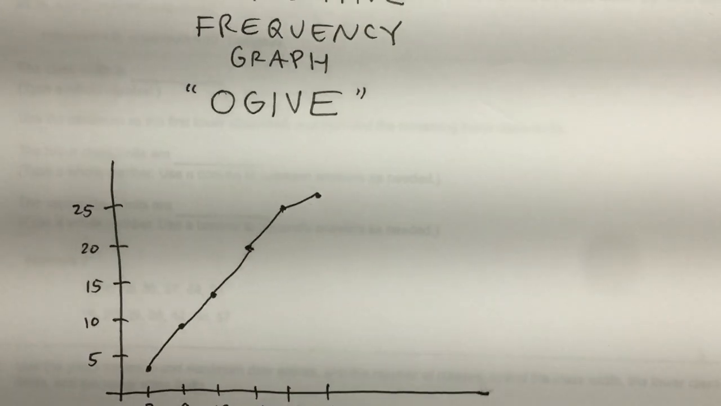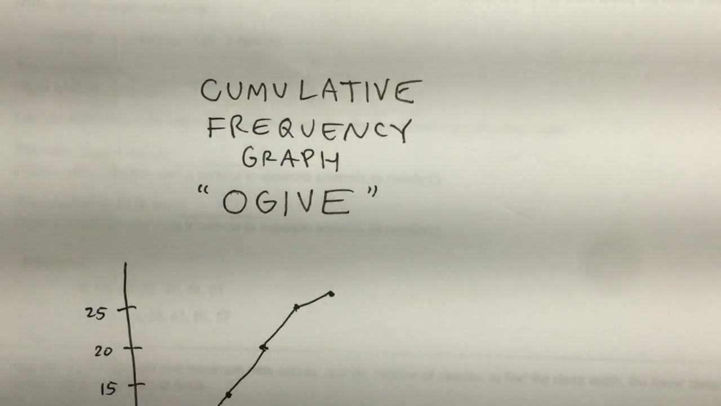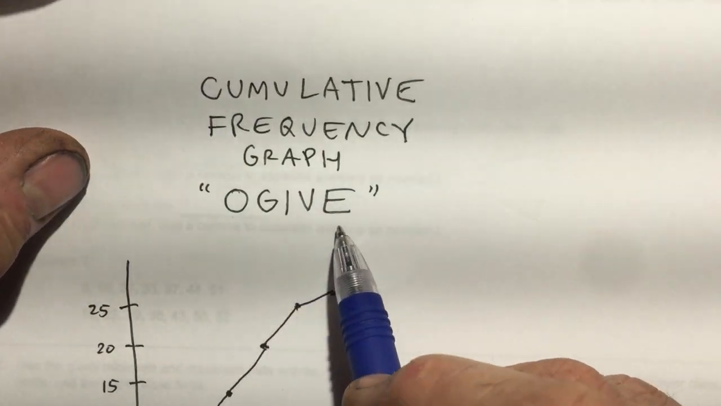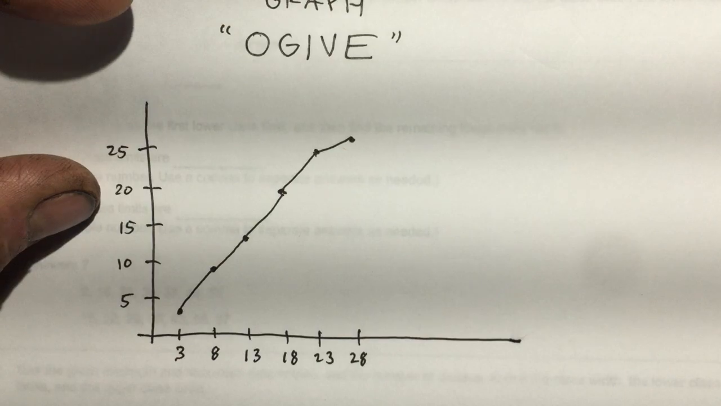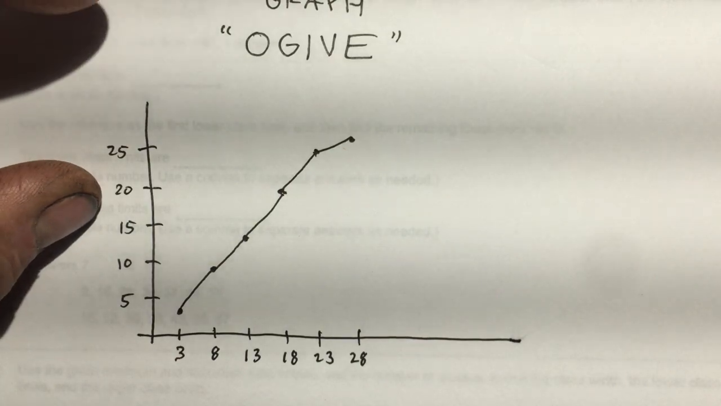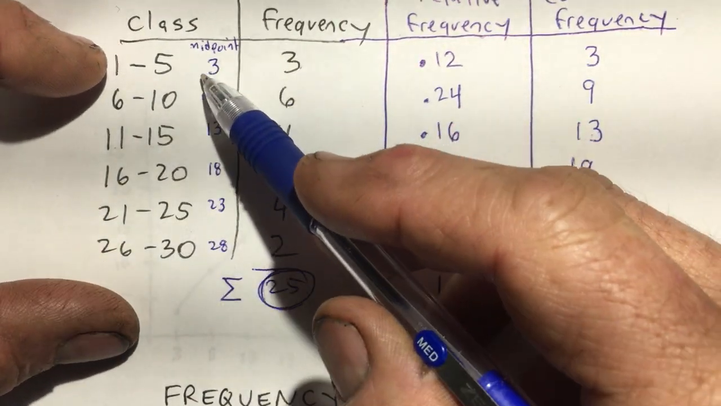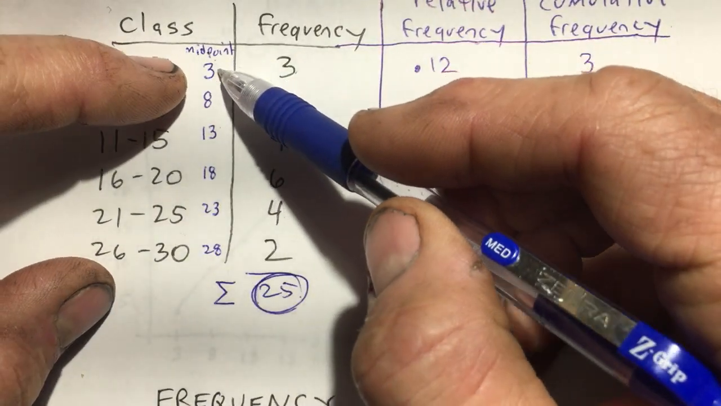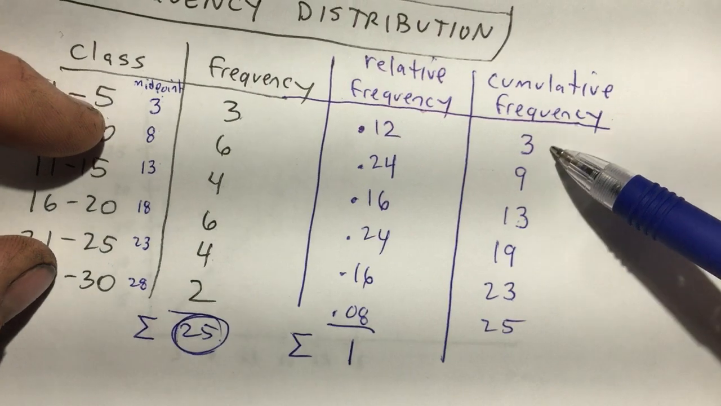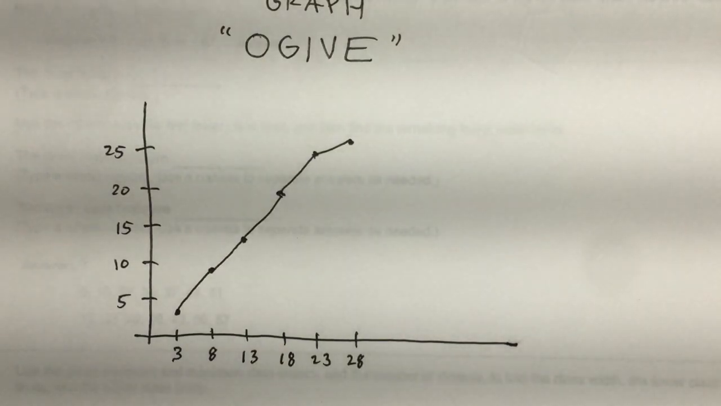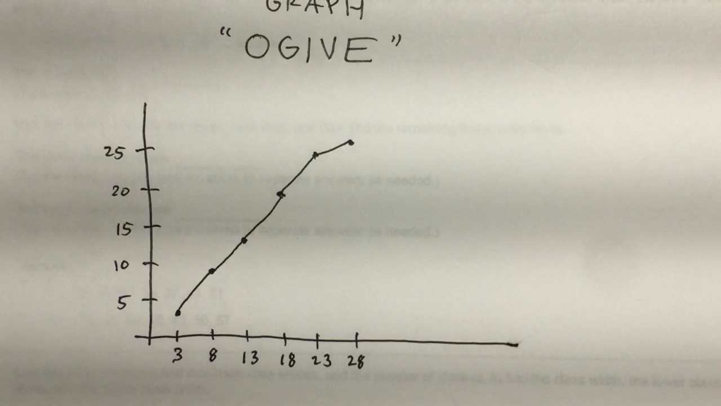And then another thing we have is what's called a cumulative frequency graph, which is called an ogive. This is called an ogive, and it looks like this. Basically, it's just taking your frequency distribution here, and it's graphing the midpoint and the cumulative frequency numbers, and it looks like that. Okay, so that's a little bit of information about this.